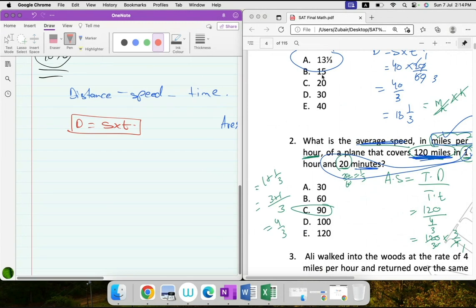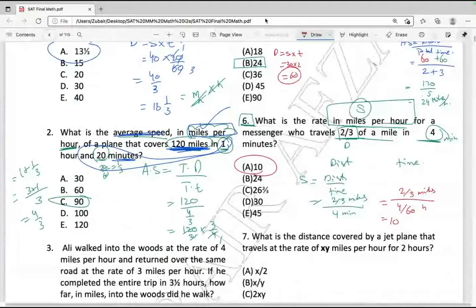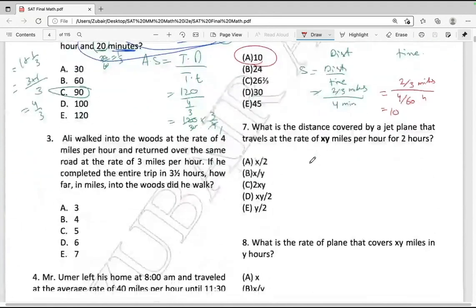And it would obviously depend on the options. We have those options, and we can see whether we need to keep it in fraction, decimal, or whole number.